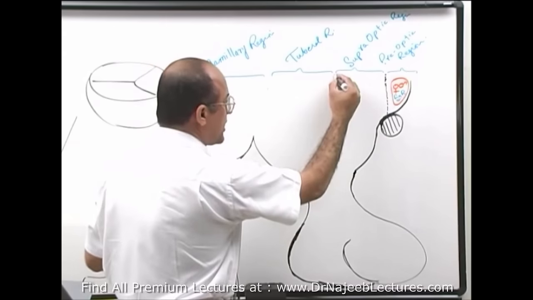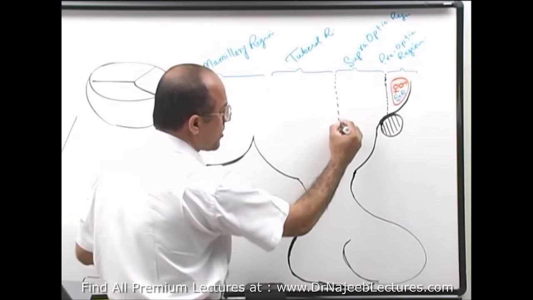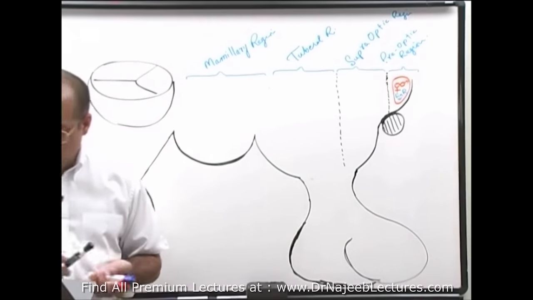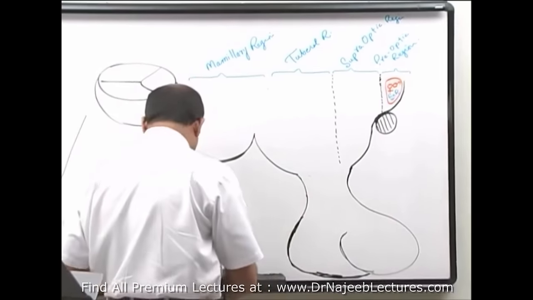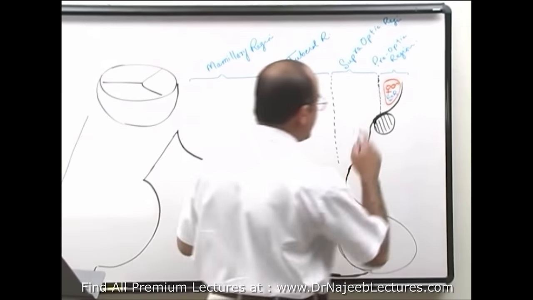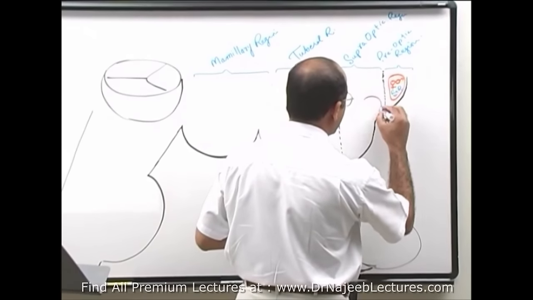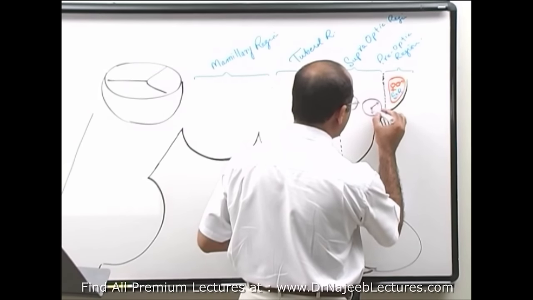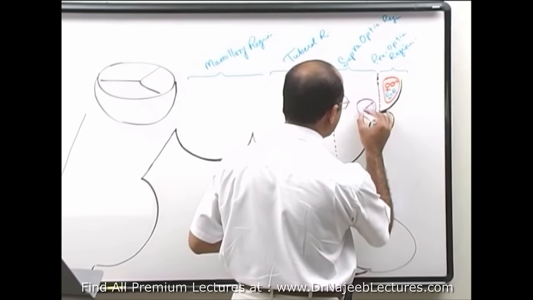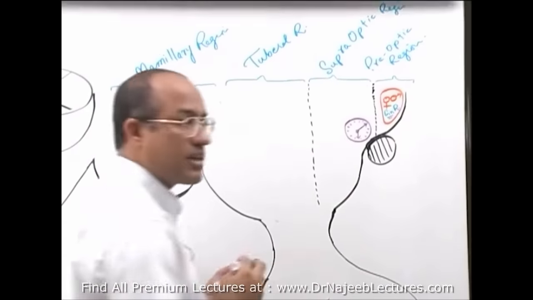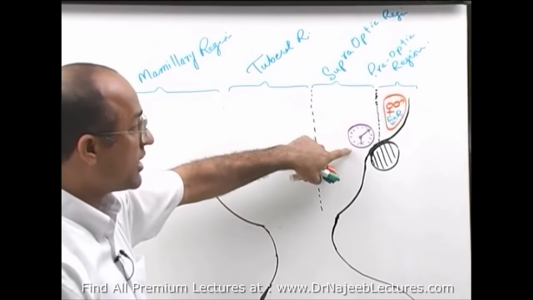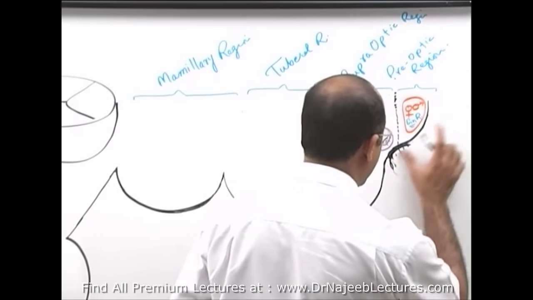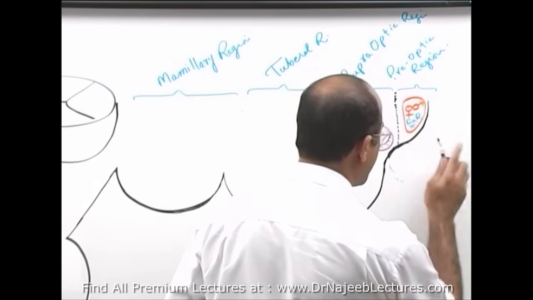Here is now your supraoptic region. Now, the nuclei which are present in the supraoptic region. In the supraoptic region, there is a very important nucleus. What is this? This is the suprachiasmatic nucleus. The suprachiasmatic nucleus has a very, very important connection with the chiasma.